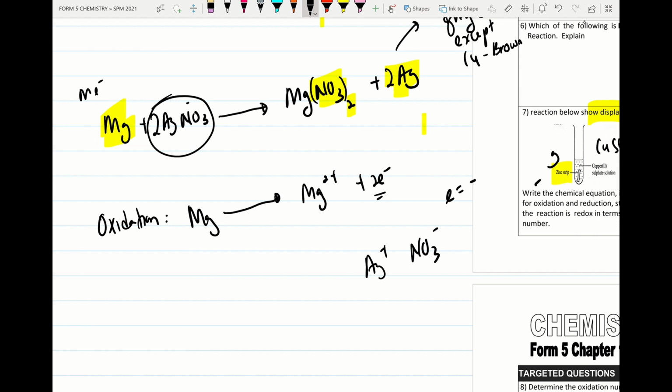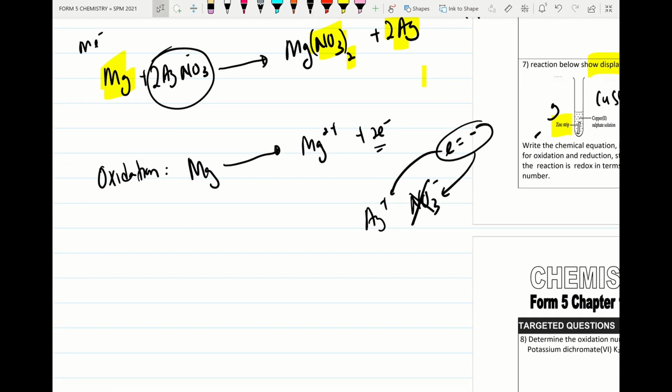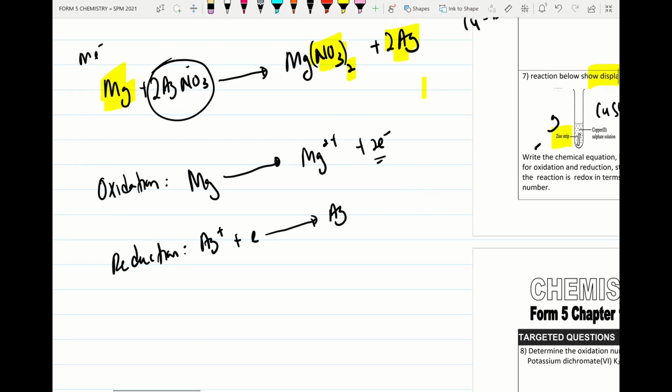The electron is negatively charged, and negative repels, so it will be attracted by the cation. Please remember, the reduction will be the silver ion. Silver ion gains 1 electron and forms a silver atom. This is the half equation that students should write.